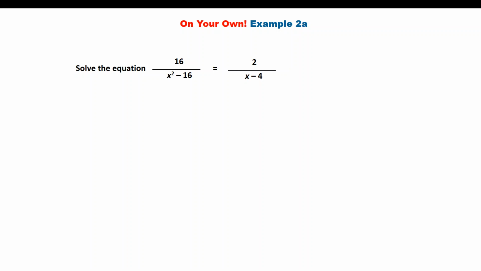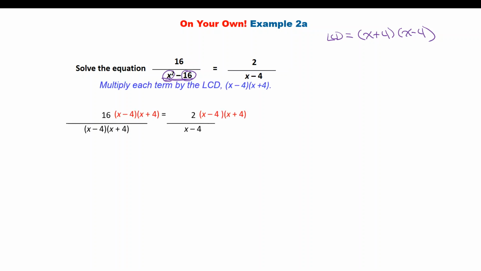Okay, so first thing we need to do is find our least common denominator. And before we can do that, we need to go ahead and factor this out. So x squared minus 16, notice, is the difference of two perfect squares. So my least common denominator is going to be x plus 4 times x minus 4. So we want to multiply that by both sides.